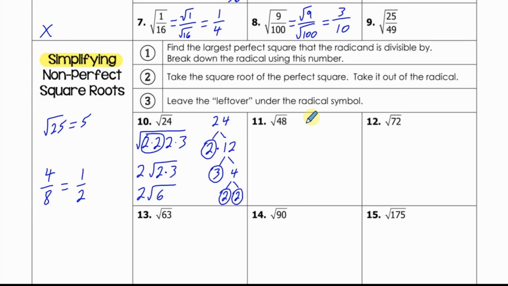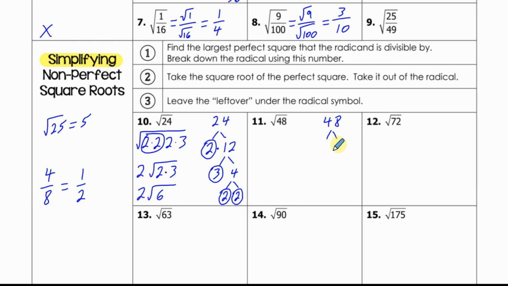All right, let's try square root of 48. Same concept. Let's take that 48. It's not a perfect square. It almost is, right? 49. Square root of 49 would be 7. So I know this number is really close to 7, but it's not 7. So I need to break this down. I need to split up 48.